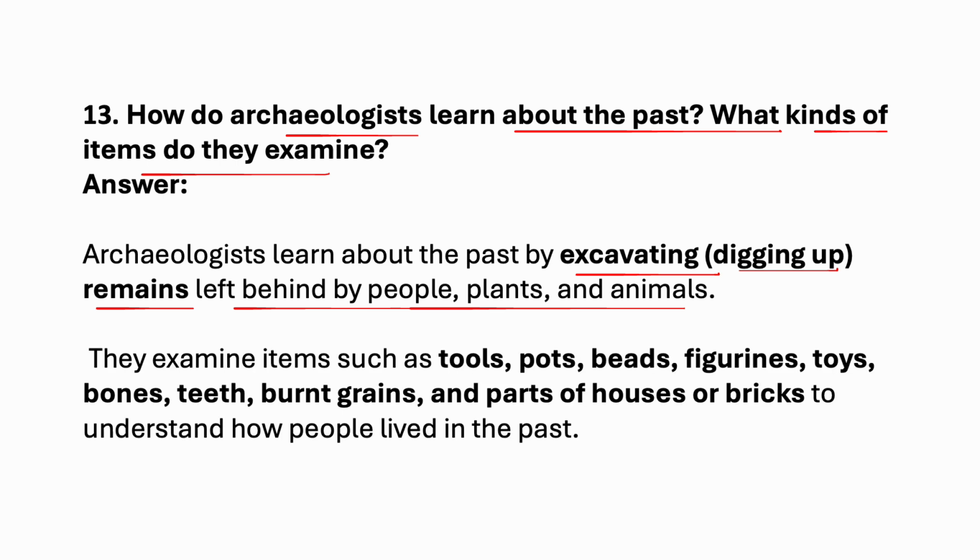What kinds of items do they examine? They examine items such as tools, pots, beads, figurines, toys, bones, teeth, burned grains, and parts of houses or bricks to understand how people lived in the past. So they study many different kinds of objects such as tools and weapons, pots and pottery, beads and ornaments, figurines and toys, bones and teeth of humans and animals, burnt grains and seeds, bricks and parts of houses.